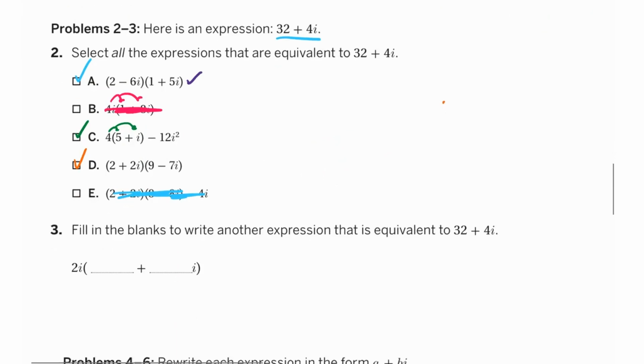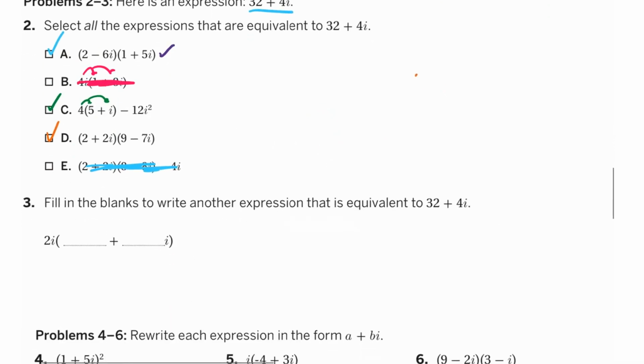Fill in the blanks to write another expression that is equivalent to 32 plus 4i. So lots of different possibilities here. When I distribute to here, I'm going to get something i squared, which is just going to be a whole number. When I distribute into this one, I'm going to get my i. So I'm going to choose 2 for this first number because I know 2i times 2 will give me 4i, which is what I'm looking for.